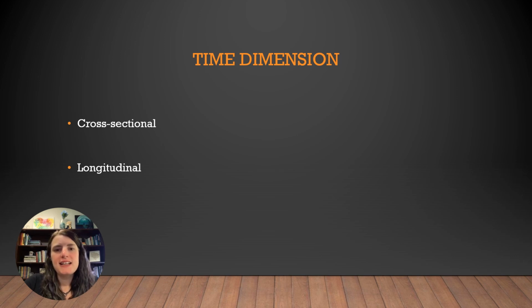When selecting a data collection strategy, it's important to consider the time dimension, meaning the timing of your data collection. There are two main time dimensions, cross-sectional and longitudinal. A cross-sectional design means that data is only collected from the research subjects at one point in time. You take a survey, hand it in, and you're done.